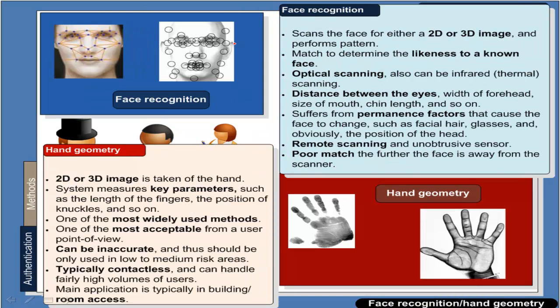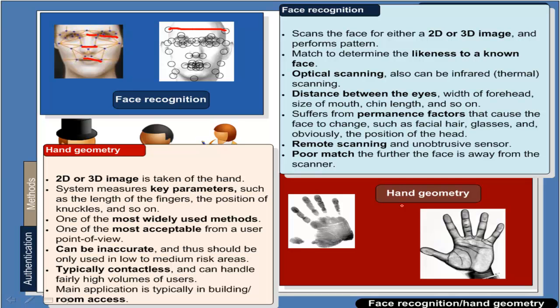Face recognition is a technique which is often used in remote scanning of users, and it typically involves taking a 2 or 3D image of the face and trying to align it with a known face. This image is then analysed for distance across the nose, between the eyes, the size of the eyes, size of the mouth, length of the nose, and so on. Unfortunately, it can have poor matching if the face is fairly far away from the scanner.